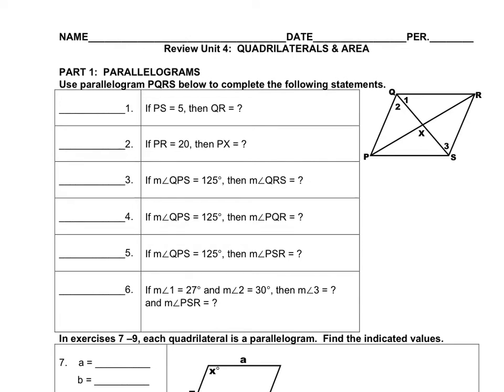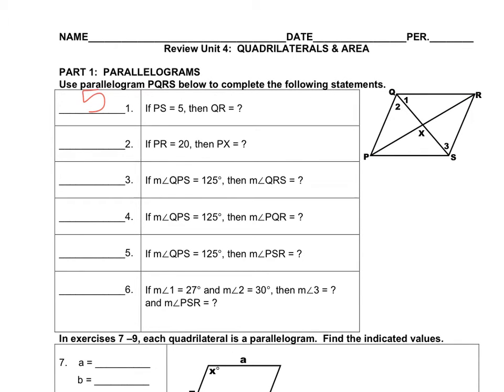On the first one it says use parallelogram PQRS below to complete the following statement. If you know that PS is 5, then you're looking for QR. Well, it's a parallelogram, so opposite sides are equal and parallel. So QR is 5.